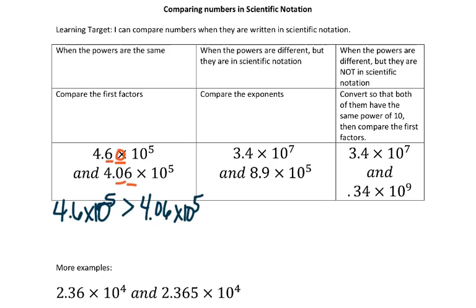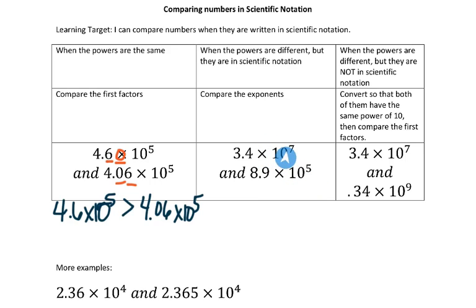Now, when the powers are different, so 10 to the 7th and 10 to the 5th, we do not look at the first factors. Those don't matter. What matters is the exponents. Here we're moving the decimal point 7 times. Here we're moving it 5 times. So as long as they're in scientific notation and the exponents are different, you only have to compare the exponents.